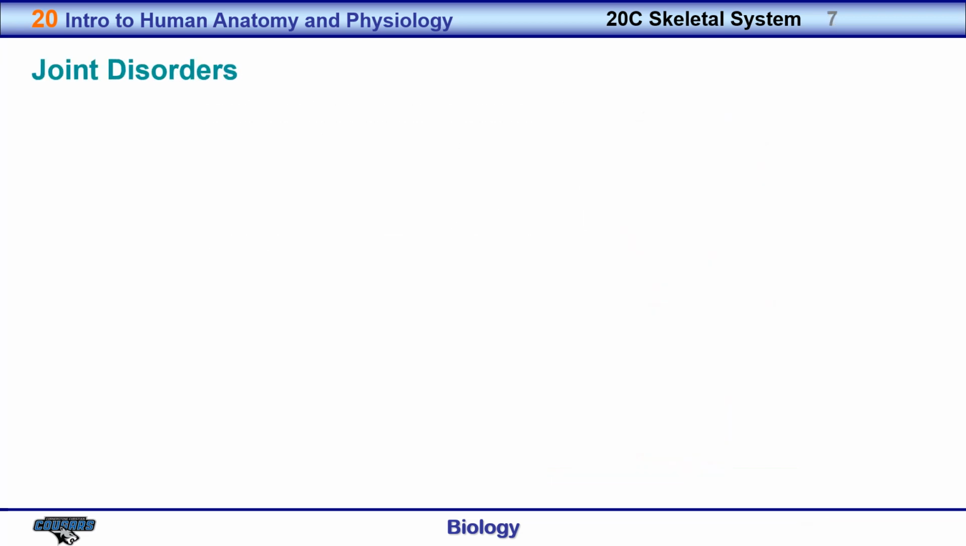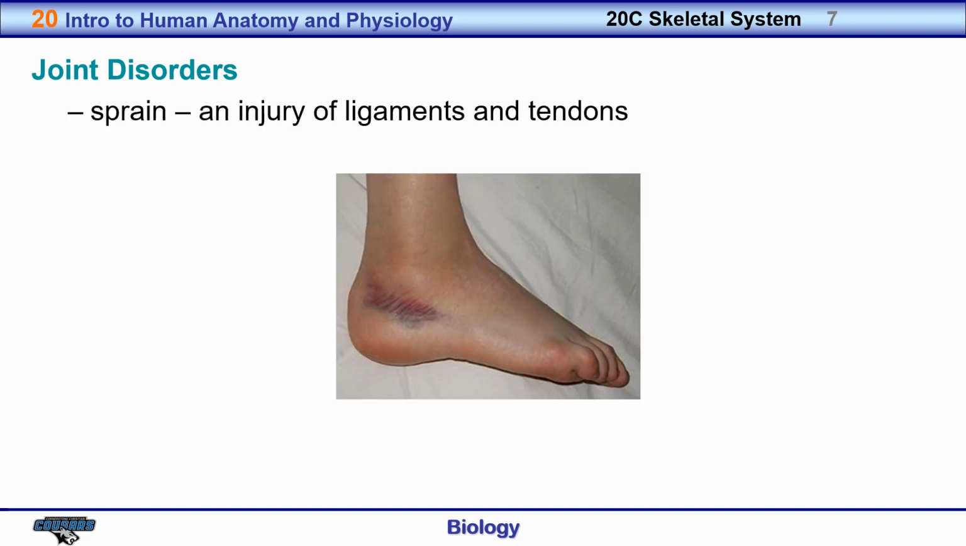Now, what are some joint disorders that there are? One that some of you have experienced is called a sprain, and a sprain is an injury of the ligaments and tendons around a joint. And as you can see in this picture right here, it's often accompanied by blood vessels that have been ruptured, and you see this reddish purple area, which will eventually turn kind of greenish colored as it begins to heal. So that would be one injury of a joint, but it's an injury to the ligaments and the tendons.